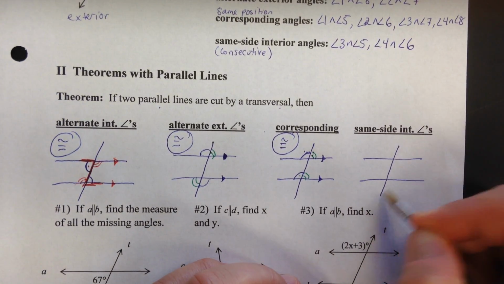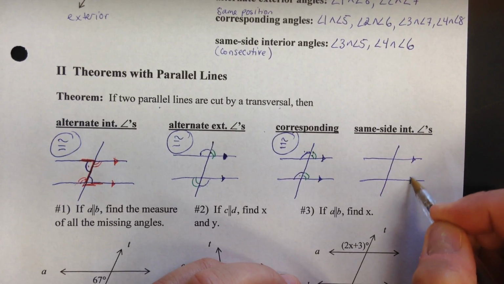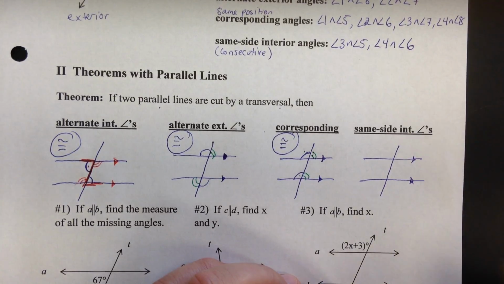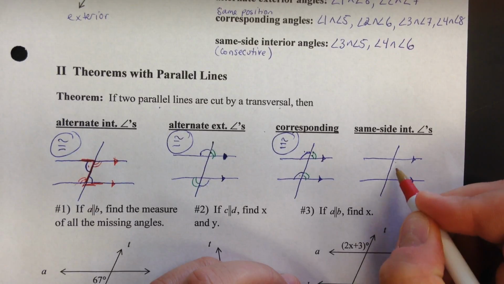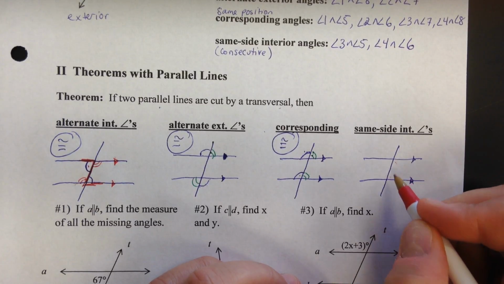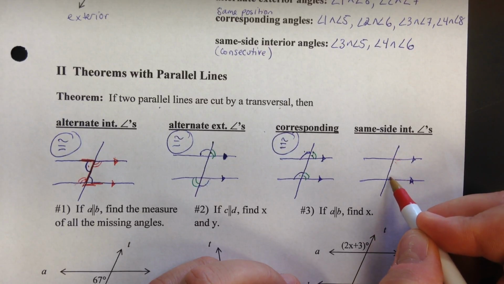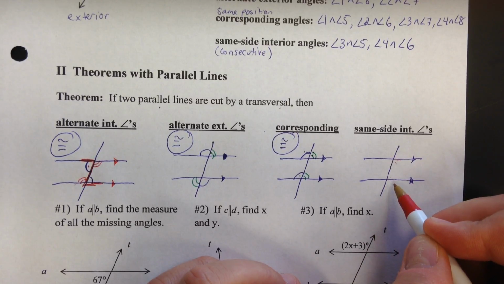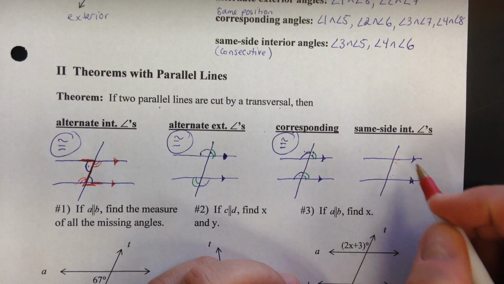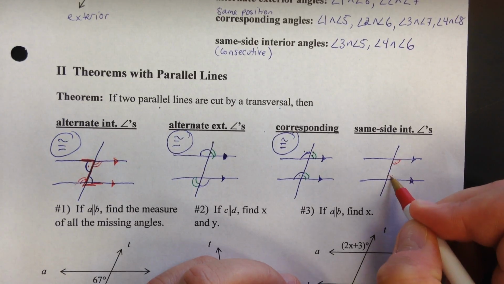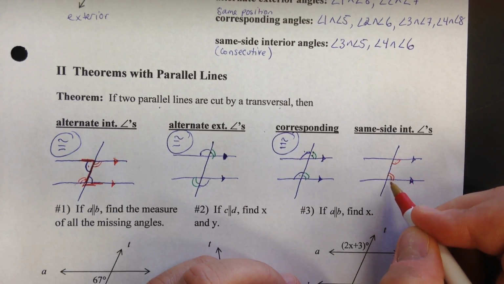And then the last group, the same side interior. So two parallel lines cut by a transversal. Same side interior would be like this angle and this angle. Now if you kind of eyeball this, this one looks obtuse, a little bit more than 90. This one looks acute, a little bit less than 90. These will not be the same. I'm going to label that one arc and two arcs.